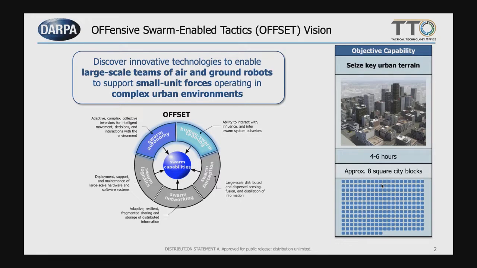And we recognize there are a slew of other technologies that are absolutely required in the area of logistics, swarm networking, and swarm perception to fully realize this vision. But we're starting with these two building blocks of swarm autonomy and human swarm teaming.